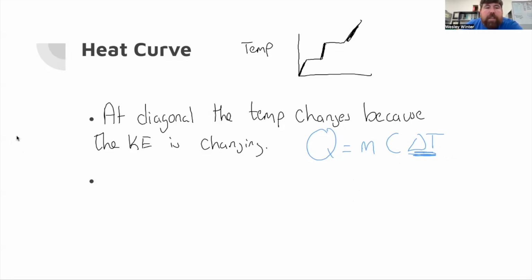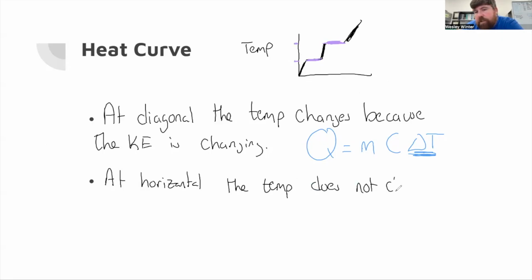Now, if you notice at the horizontal line, so I'll go ahead and use a different color for this, is the temperature changing? And hopefully you see, no, it stays constant. As you add energy moving to the right or remove energy moving to the left, the temperature stays the same. So at the horizontal, the temperature does not change.